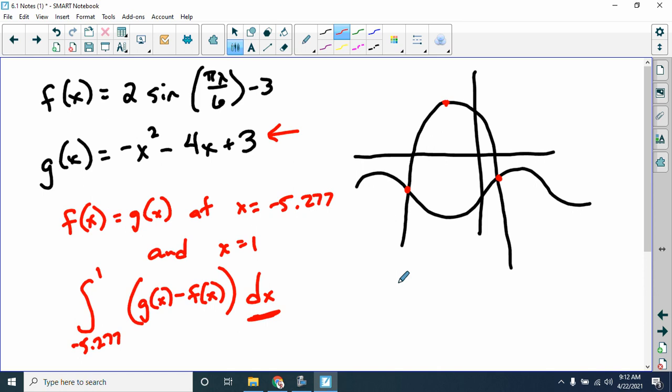And type in your bounds. We are going from negative 5.277 to 1. And I get an area in between those curves of 48.897. We always round to the nearest thousandth. If you happen to get a negative area, there's one of two things that you probably did. You probably either switched these, they're in the wrong order. You did f of x minus g of x, which would spit out a negative value, or for some reason you typed in your bounds backwards.